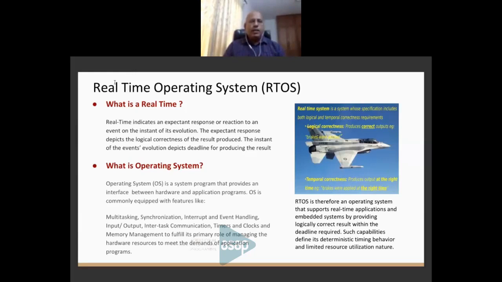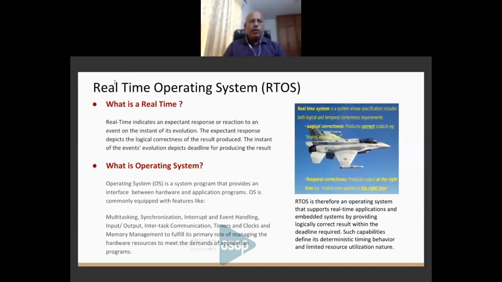An application program always uses the services of the operating system to access the hardware features provided by the underlying target. Operating systems do a lot of functions. It enables you to do multitasking. It enables you to do input-output operations. There are timers, clocks, and memory management. A typical operating system provides many functions.